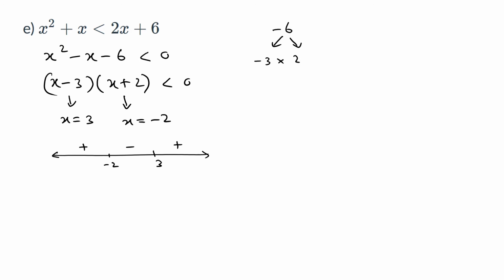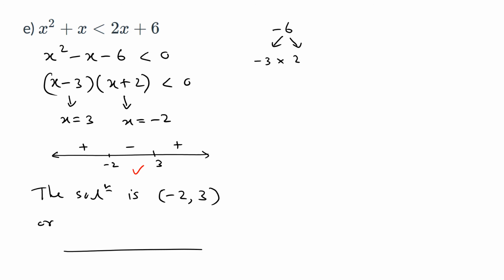So what we need is the negative side. That means this is the one we are looking for, and you can see the endpoints are not included because there's no equal sign. So you can see the solution. The solution is going from negative 2 to 3, open, because there's no equal sign. And then you can write the graphical notation. So you draw the line and then put the two values, negative 2.